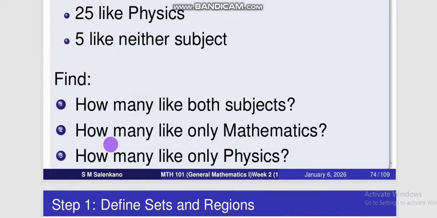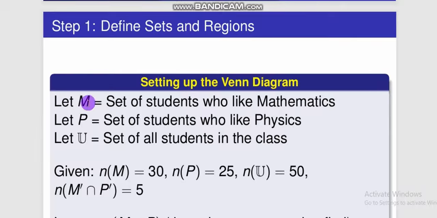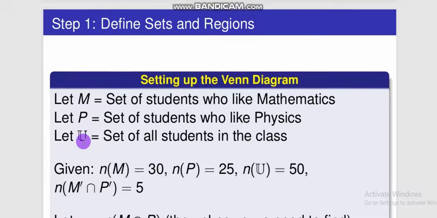Okay. Here is what we are going to do. As usual, we are going to define the sets and regions. Let M be the set of students who like mathematics, P for those who like physics, and U for the set of all students in the class. This is our universal set.